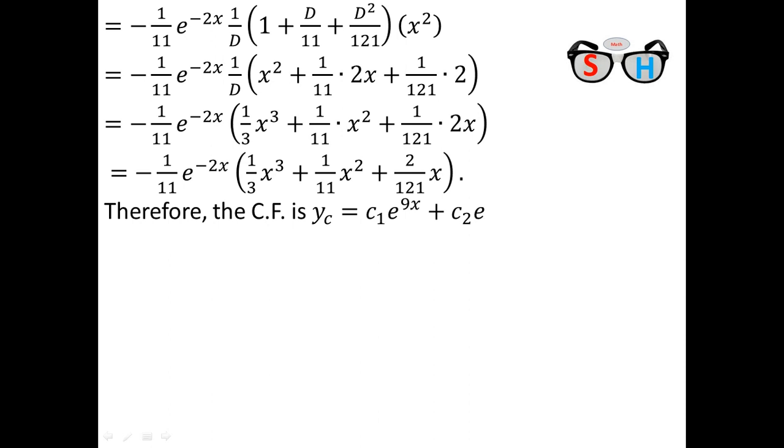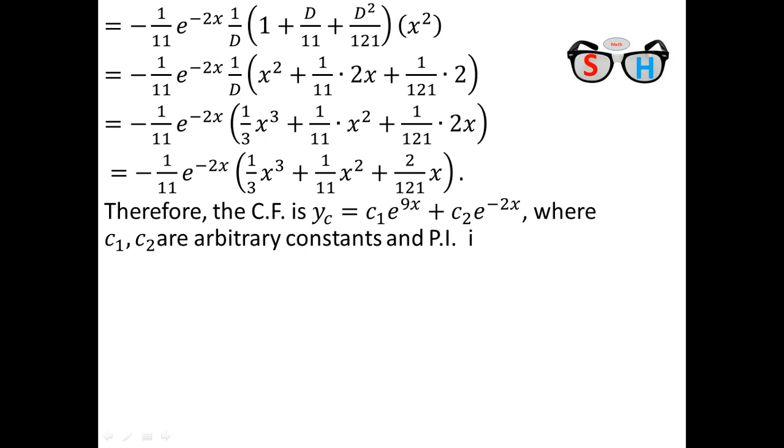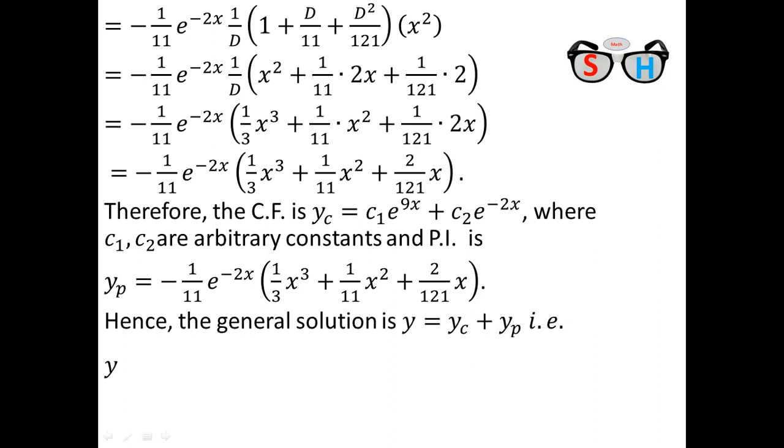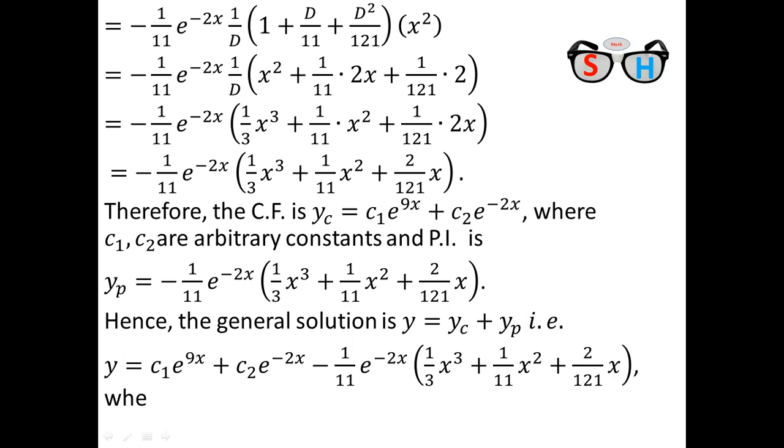Therefore the complementary function was c1 e to the 9x plus c2 e to the minus 2x, where c1 and c2 are arbitrary constants, and the particular integral is here. This is the particular integral, just I write it down here. Okay, this is the same. Therefore we know that the general solution or complete primitive is complementary function plus particular integral. Hence the general solution, or you can say the complete primitive, is y equals yc plus yp. Here this is yc and this is yp, I write this down. Therefore this is the complete solution where c1 and c2 are arbitrary constants.